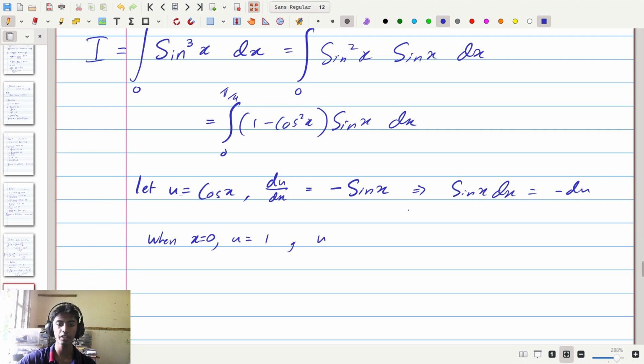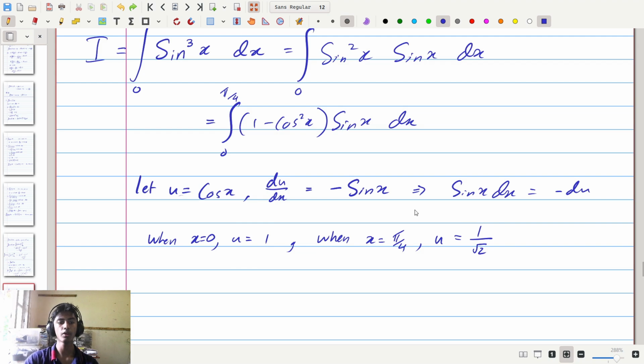And also, we need to find the value of the upper limit, which is x equals pi by 4. When x is equal to pi by 4, the cosine of pi by 4 is equal to 1 divided by the square root of 2. Therefore, u is equal to 1 divided by the square root of 2. So, we have our upper limit and now a lower limit. The upper limit is 1 divided by the square root of 2 and the lower limit is 1.